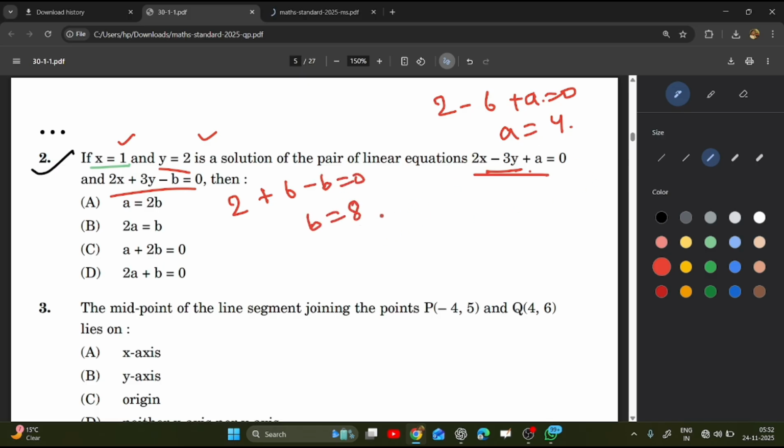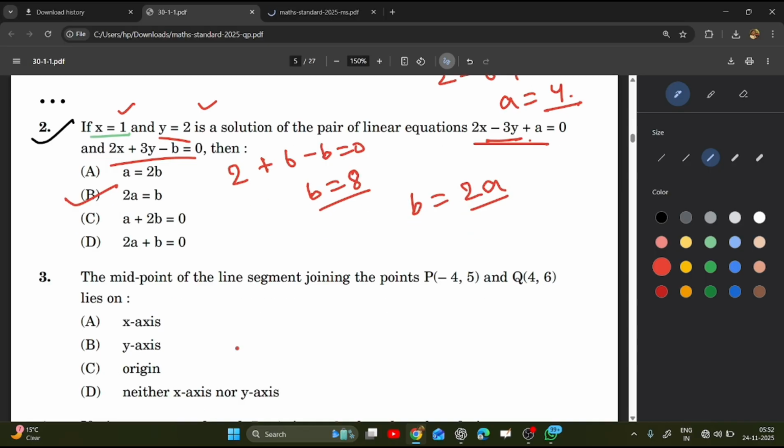Now you can see clearly that b is twice of a, so we can write b is equal to 2a. So according to this, option B is correct. Now third question.